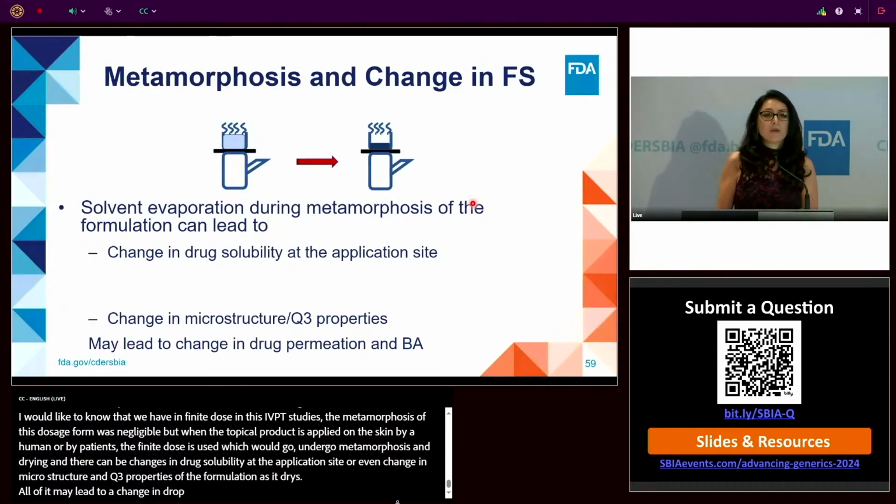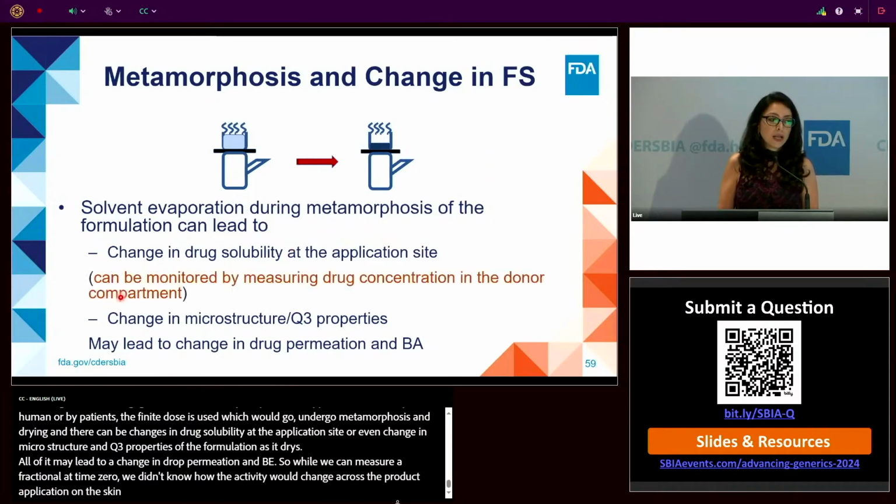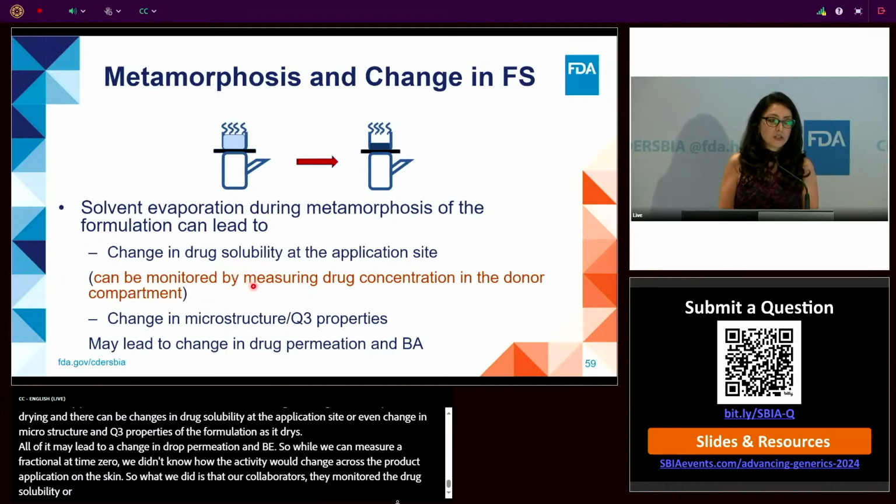So while we can measure fractional solubility at time 0, we didn't know how this fractional solubility or thermodynamic activity would change across the product application on the skin. So what we did, our collaborators monitored the drug solubility or saturation solubility at the application site by measuring drug concentration in a donor compartment.